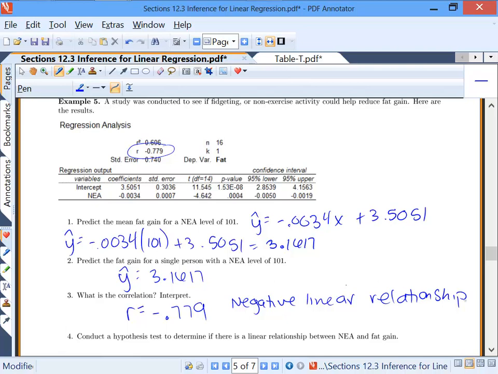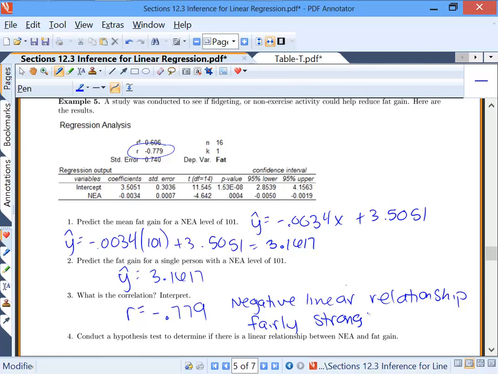Or negative 1, I guess. Okay. So a correlation of negative 0.779, that's closer to the negative 1 than it is to the 0. So we can say that it should be fairly strong, we think. Okay. So just based on the correlation, because my correlation is negative 0.779, I think that it's going to be a negative linear relationship and probably fairly strong. So that's what you can tell from your correlation.